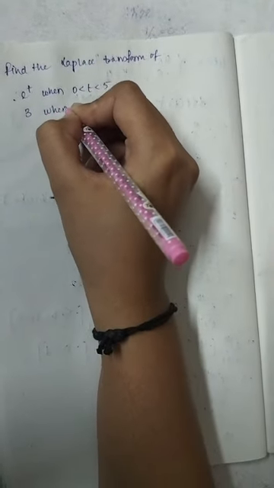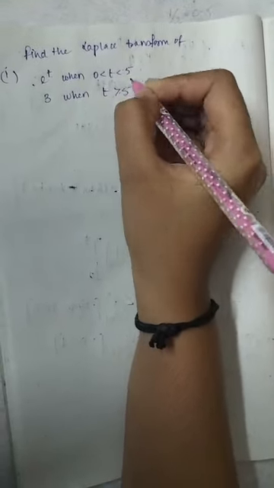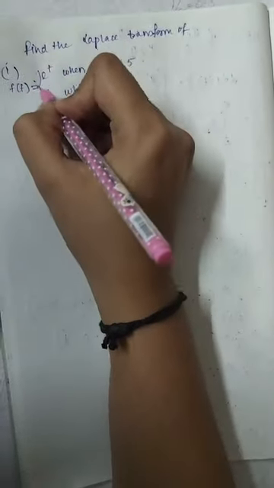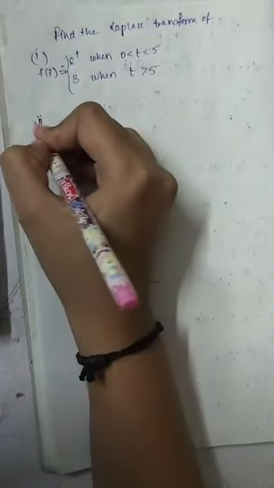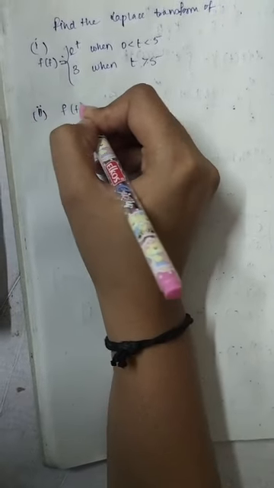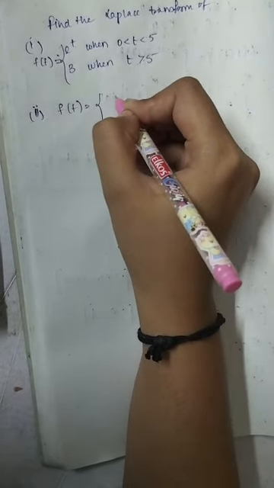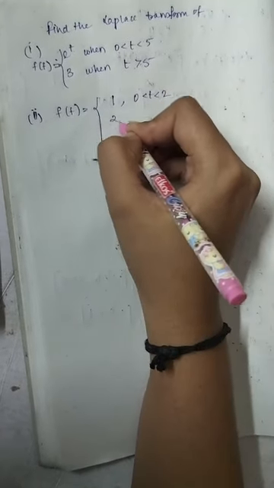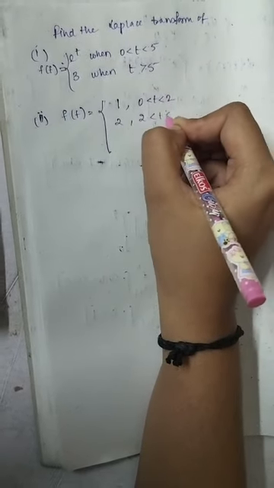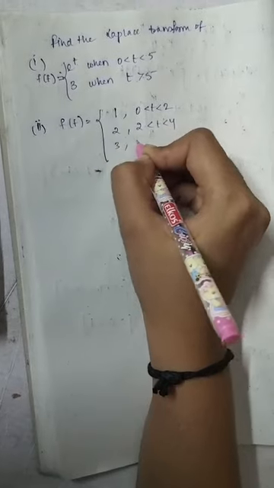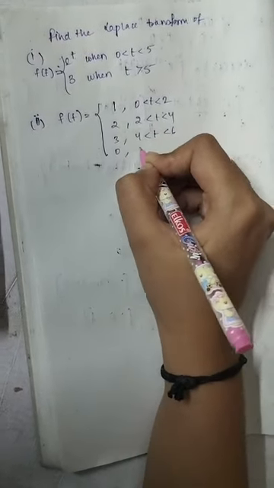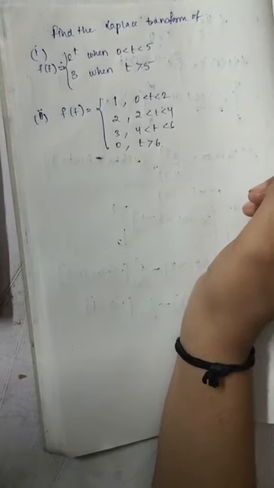3 when t is greater than 5. Okay, this is f of t is equal to. Next, second one, f of t is equal to 1, 0 less than t less than 2, and 2, 2 less than t less than 4, 3, 4 less than t less than 6, 0, t greater than 6.